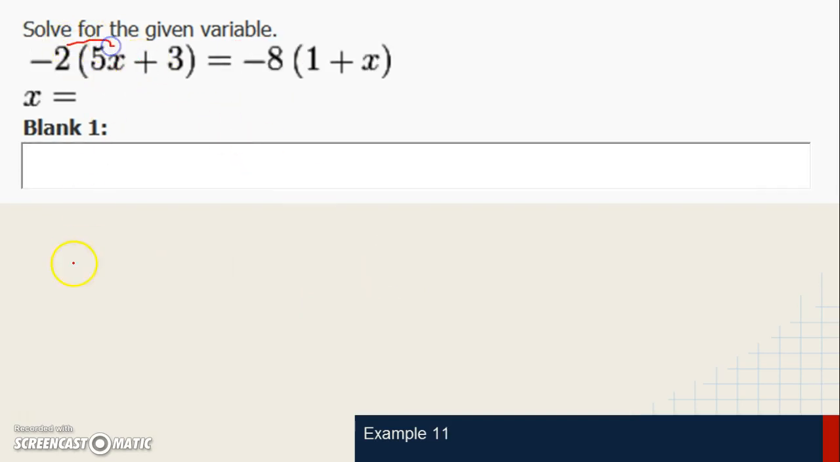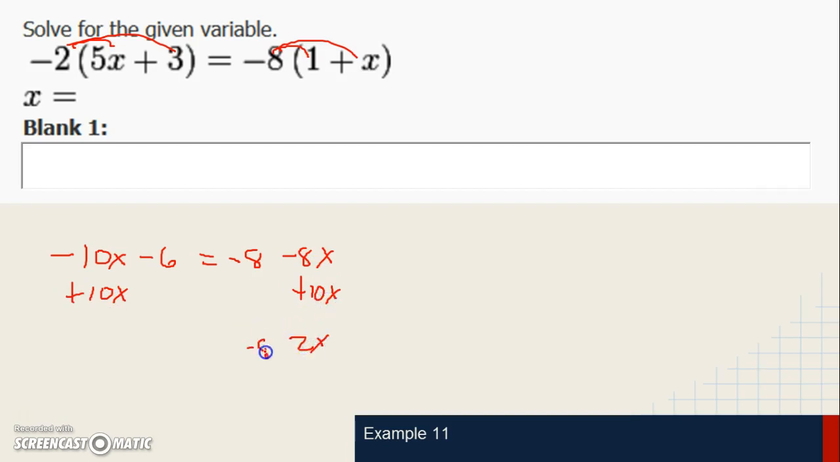Next example, we'll get as far as we can. This is negative 10x minus 6 equals negative 8 minus 8x. No like terms. I add the 10x, and I have 2x, still have the negative 8, and the negative 6. I add 8 to get 2, and I have 2 equals 2x. Divide by 2 on both sides, x equals 1.